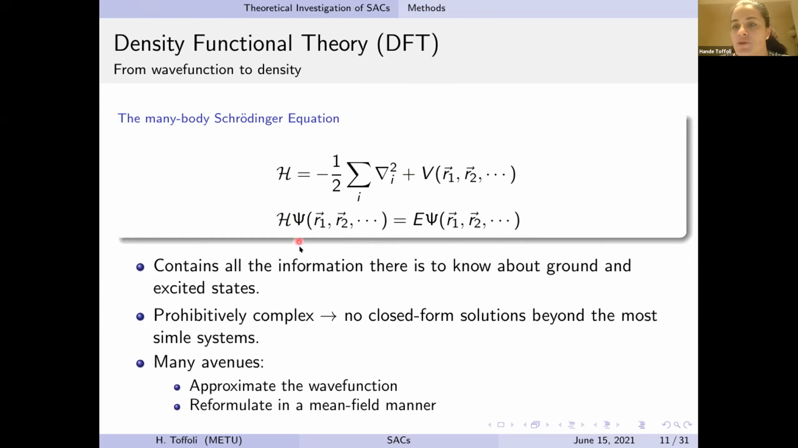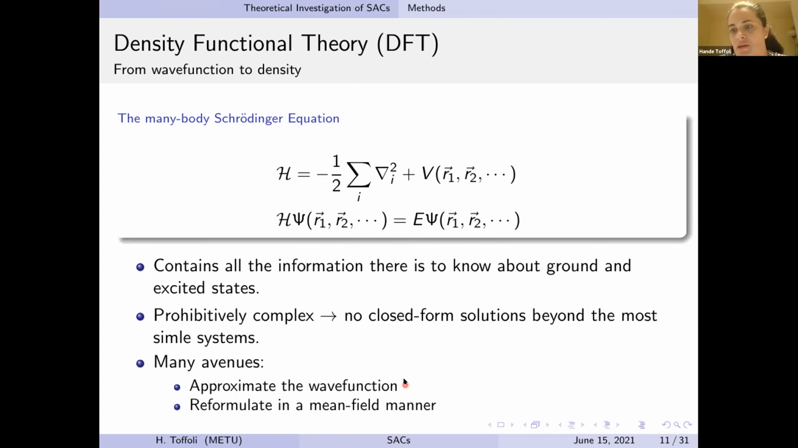Once you know your energy states and the energies that correspond to those energy states, the assumption is that you know everything about the system. Unfortunately, this proves quite impossible. These are very, very complex equations, and closed form solutions are not available beyond the most simple of systems. However, over the past several decades, many approximations have been developed.